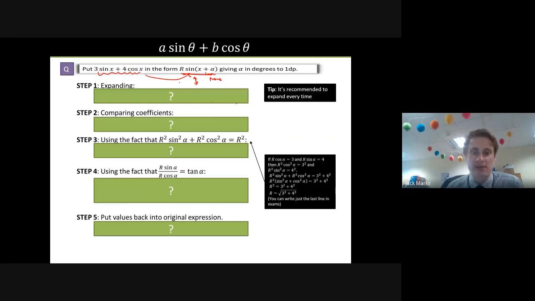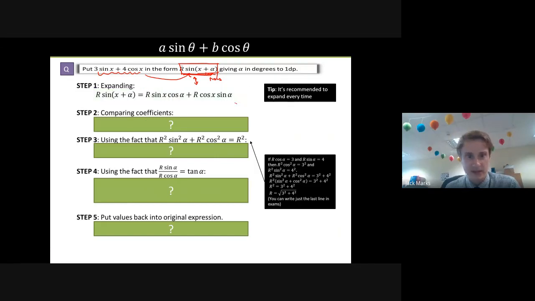So how do we do this? Well, step one, kind of counterintuitively, 95% of the time they will give you this in the question. We're going to start with this one here. So we're going to expand this because that's an addition rule, isn't it? And we know this is sine x cos alpha and so on and so on. So if we expand it, we get something like this. You can expand the r out if you want to, or you can keep it at the front. It doesn't really matter for the first step.